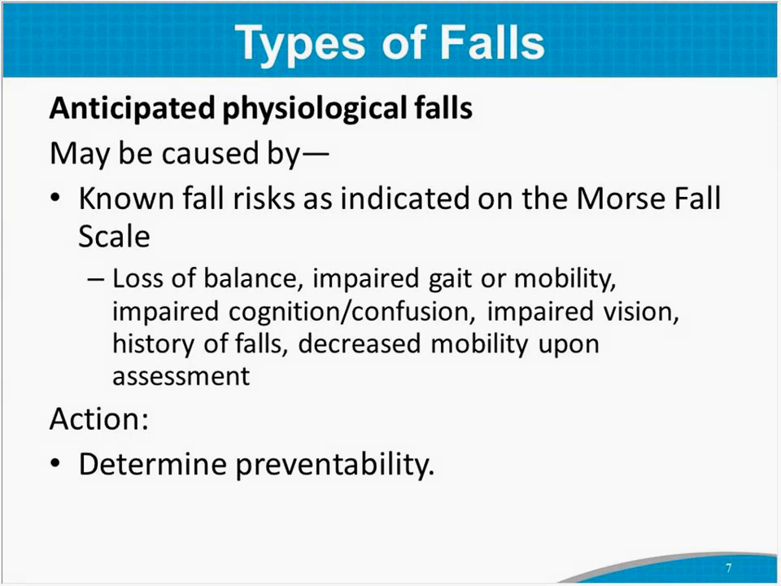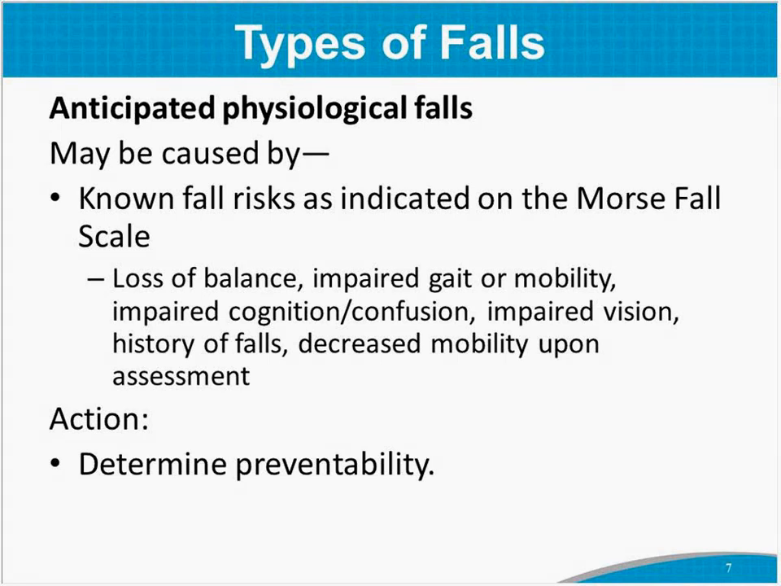Next are the anticipated physiological falls. Luckily, these are a large proportion of the falls that you're seeing. These are caused by known risk factors as indicated on the Morse fall scale. What we want to do is look at which of those risk factors are modifiable and make changes related to those. Perhaps a risk factor is loss of balance, and can we work on the patient's gait, their strengthening, their mobility? Maybe they have impaired cognition or confusion. Can we treat that if they have delirium or other problems like that? Impaired vision might be a contributing factor. Do they already have a history of falls? What was happening in those falls, and what can we do differently going forward?